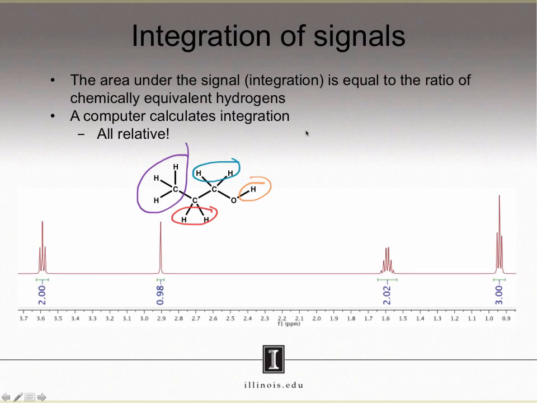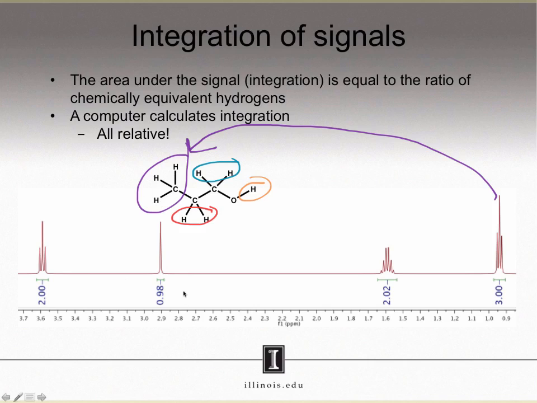Can we begin assigning which signals belong to which set using integration? Well, let's think about it. Let us look at the signal farthest right. This has an integration of 3. Do any of our sets of protons contain 3 protons? The answer is yes. The purple protons contain 3 protons. Therefore, this signal corresponds to this set of protons here.